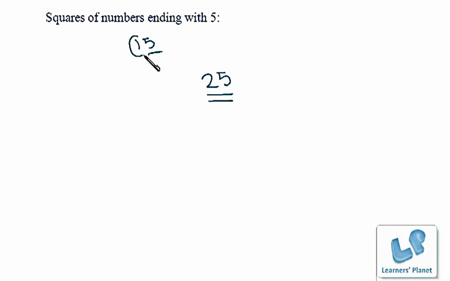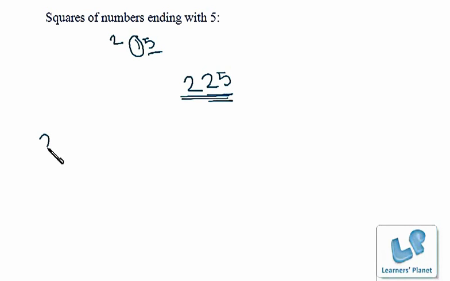Now we have this 1 over here of 15. Now we have to multiply this 1 with the number that comes after it. So after 1 we have 2. So we will multiply 1 with 2, which is 2. So we'll put that 2 over here. So this is what the square of 15 is, 225.